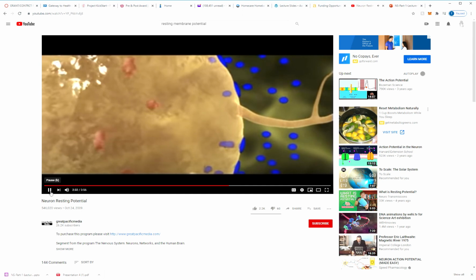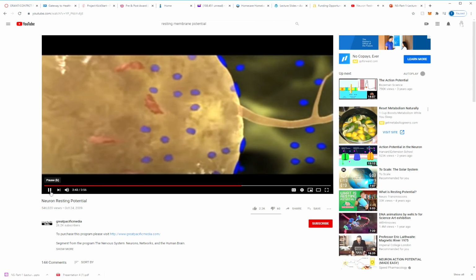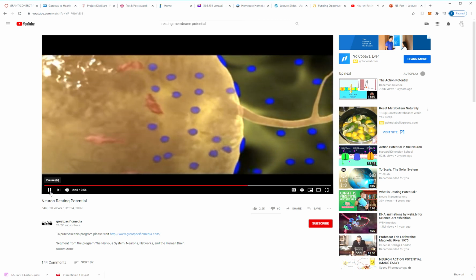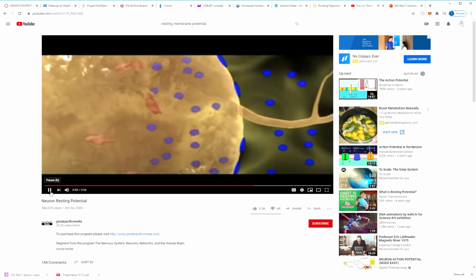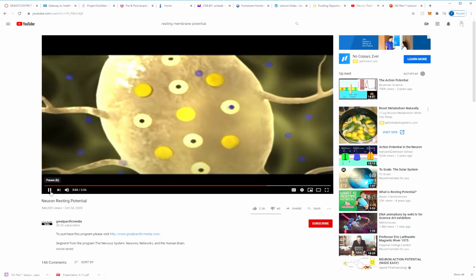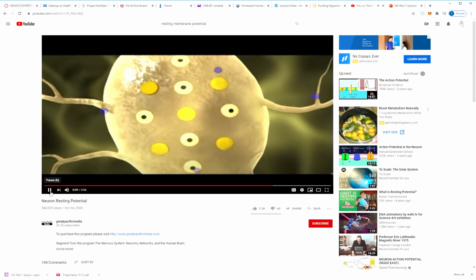So at some point the inside gets so negative that it starts to pull potassium back in. Ooh, my timing was good. All right, so now we're at equilibrium because we have a concentration gradient forcing it out, and we have an electrical gradient pulling it back in. That equilibrium occurs around negative 70 millivolts, and that's the resting membrane potential, negative 70 millivolts. So at rest, the inside of a neuron is negative 70 millivolts more negative than the outer face of the cell membrane. And that is resting membrane potential.